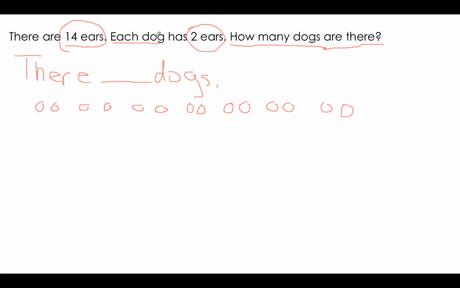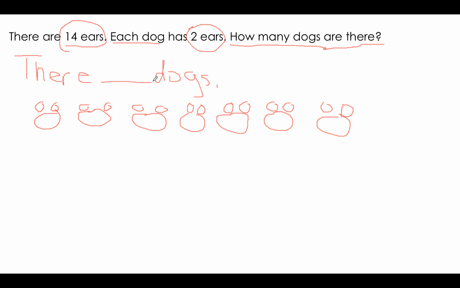And I know each dog has 2 ears. So this dog has 2 ears. This dog has 2 ears. This dog has 2 ears. This dog has 2 ears. This dog has 2 ears. This dog has 2 ears. And this dog has 2 ears.